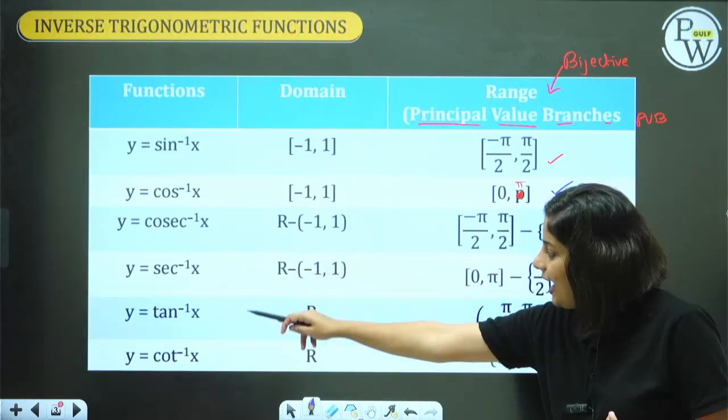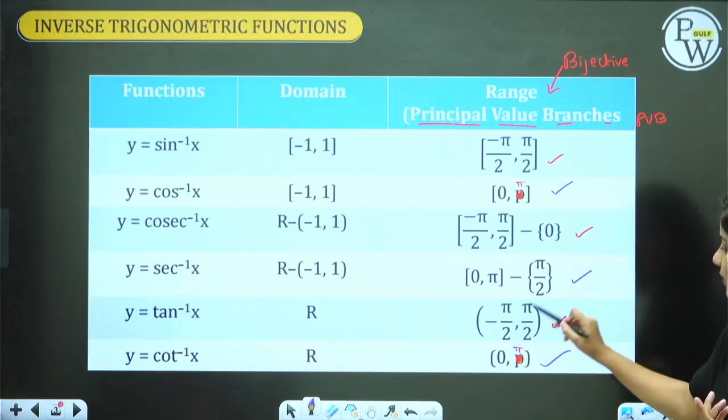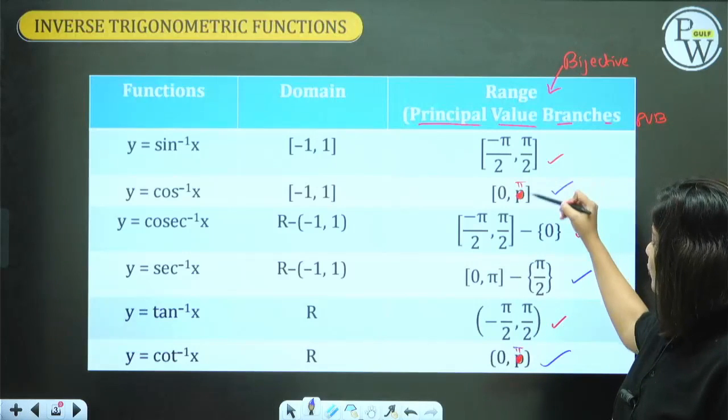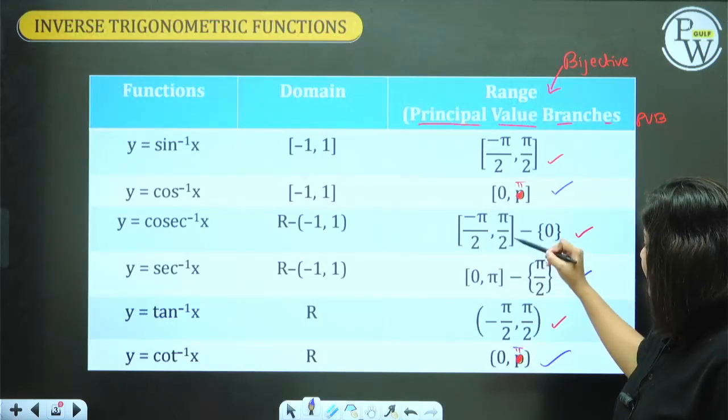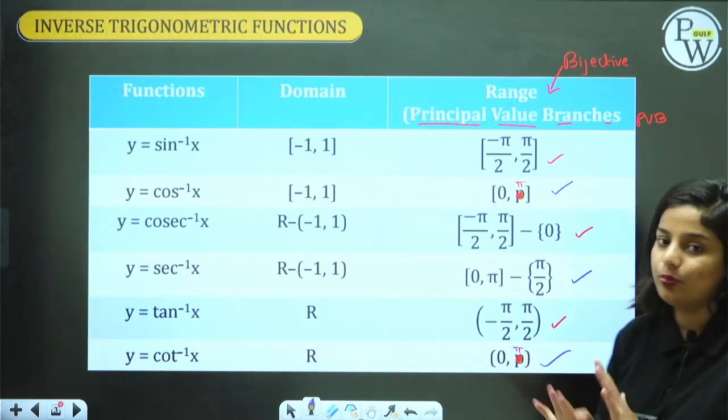Similarly, at tan you see open interval. Why? Because tan 90 is not defined. So at 90 there is open interval. Sine and cos both have closed intervals. Cosec and sec have closed intervals, but you remove certain terms, and tan and cot both have open intervals.